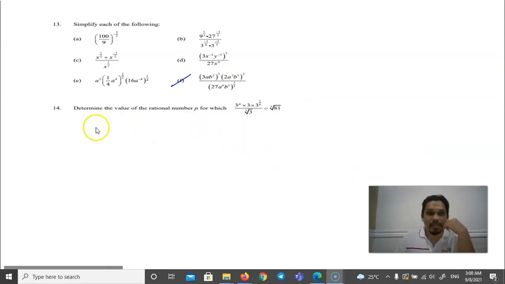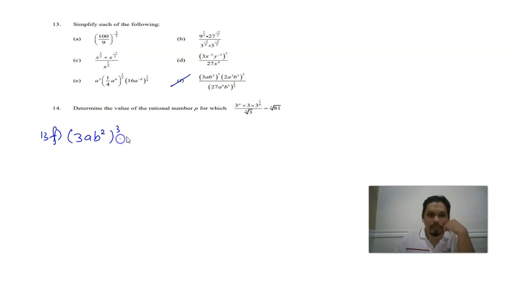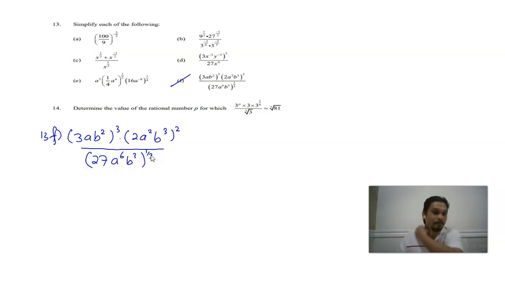Okay, so next one, number 13F. 3AB squared, cubed, and then 2A squared B cubed, squared, divided by 27 A to the power of 6 B to the power of 3, all to the power of 1 over 3. Okay, class.